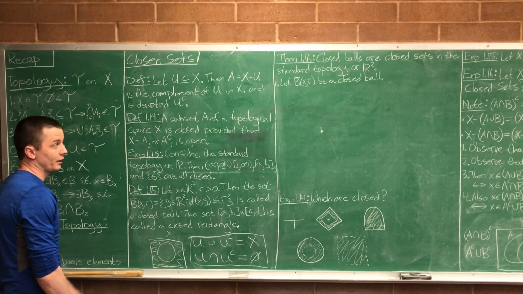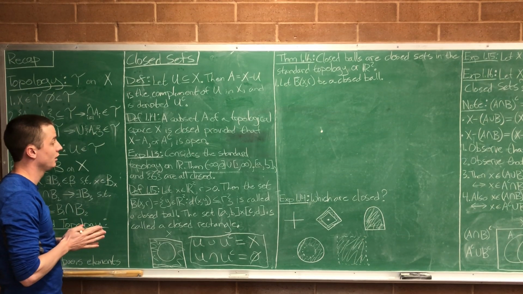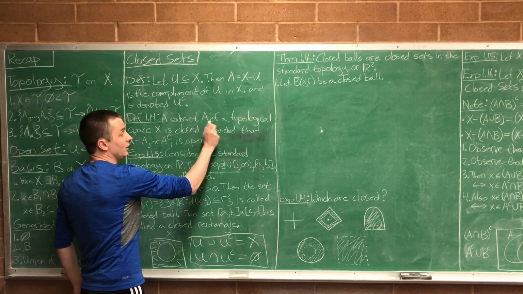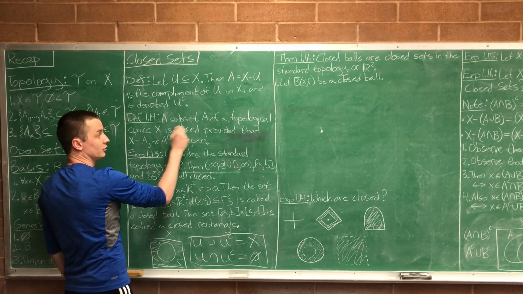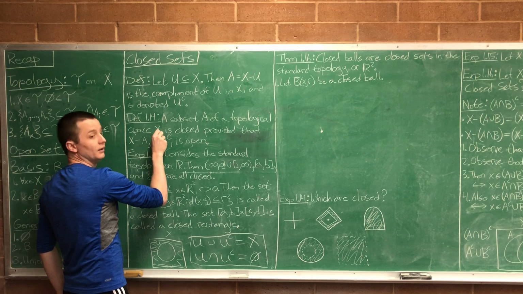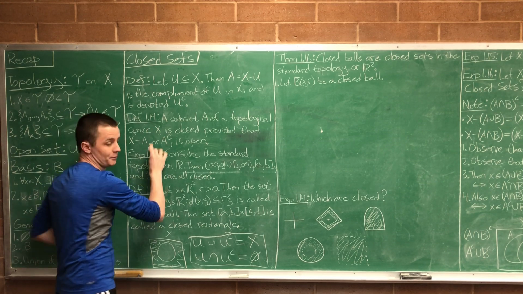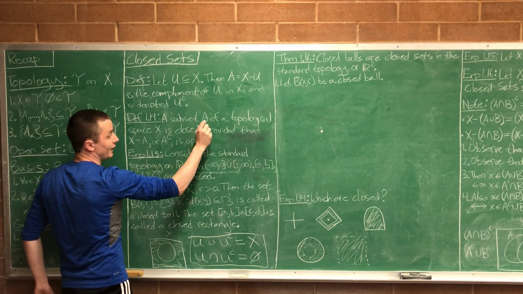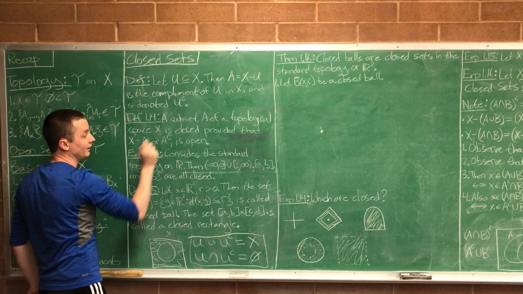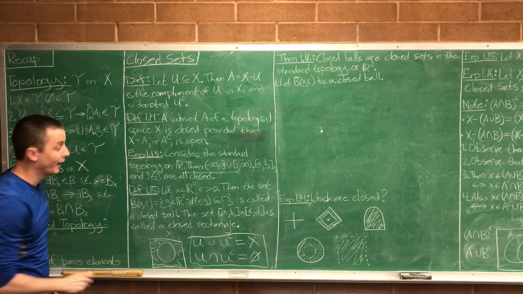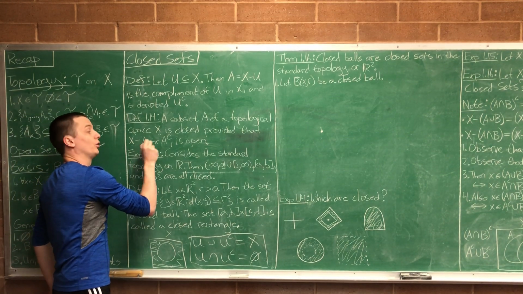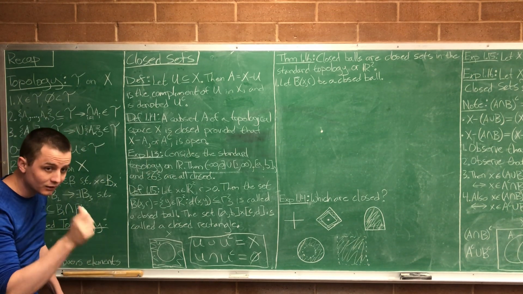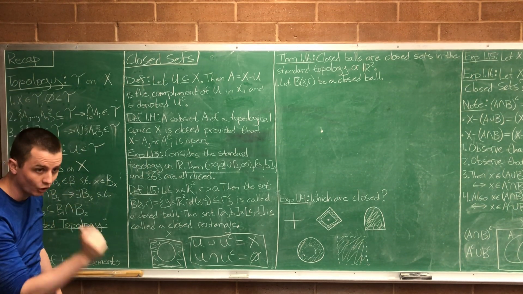Okay, so now we're ready for the definition of a closed set. A subset A of a topological space X, so A is a subset of X, X is a topological space, so it has some associated topology, tau, that we're not bothering to write here. So a subset A of a topological space X is closed, provided that X minus A, or the complement of A, is open. So a set is closed if its complement is open.